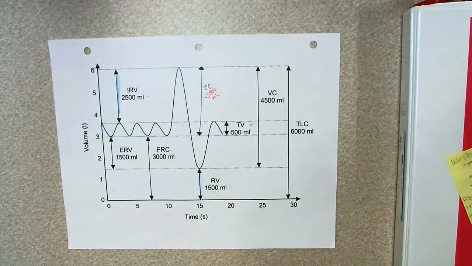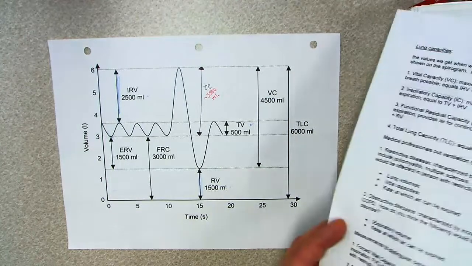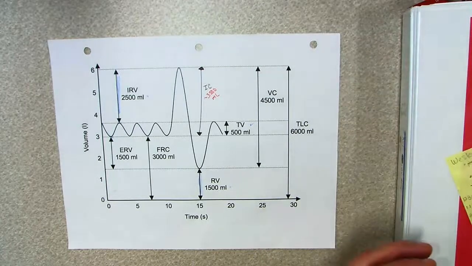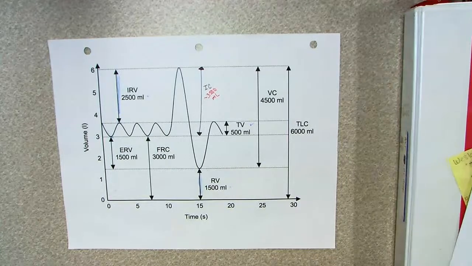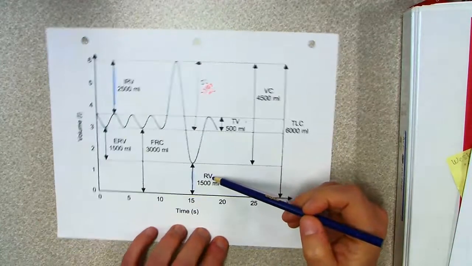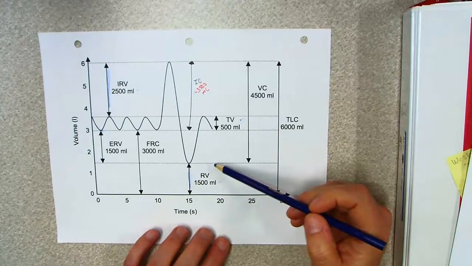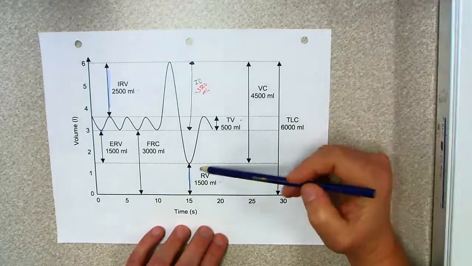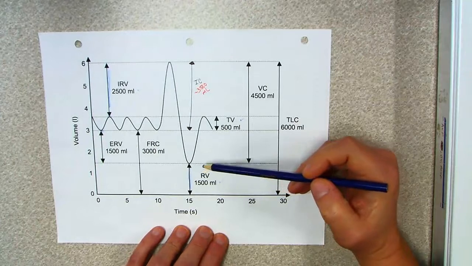And it also helps for gas exchange to take place in between inspiration and expiration. So those are the 4 lung volumes. We can add together these different lung volumes in order to get some of the lung capacities.